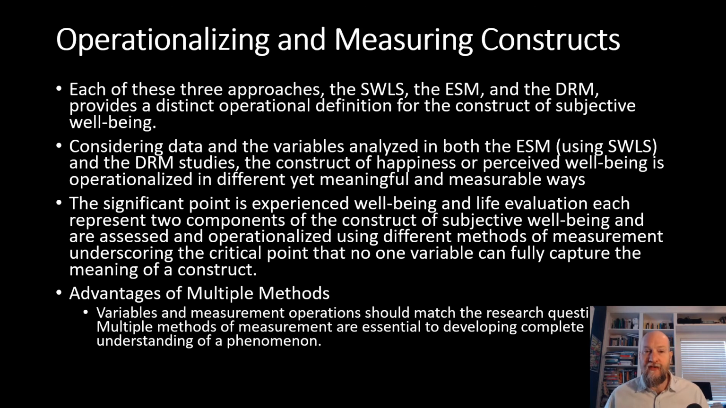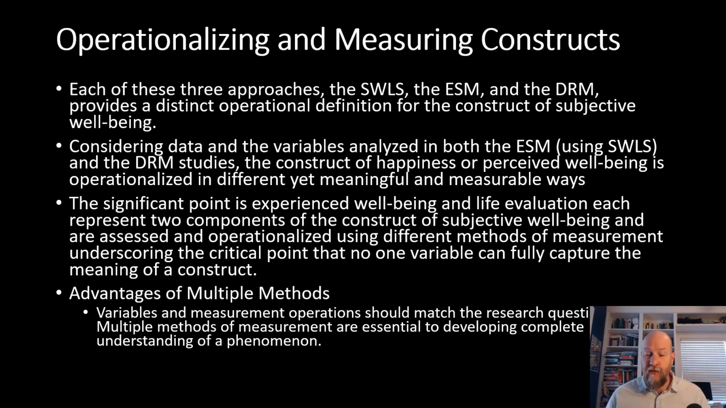You consider the data and the variables analyzed in the ESM, and they were using that satisfaction with life scale as well, and the DRM studies, the construct of happiness or perceived well-being is operationalized in different but meaningful and measurable ways. Right? We're examining other parts of the elephant. We're trying to get a larger picture, and we're trying to have a more general and holistic understanding of the construct. So the significant point is experienced well-being and life evaluation.